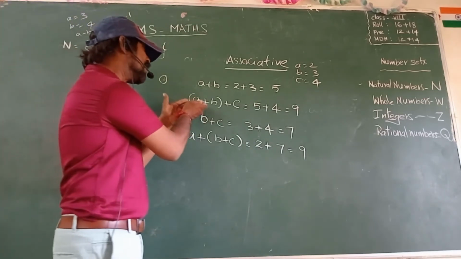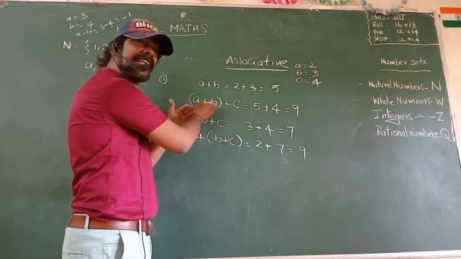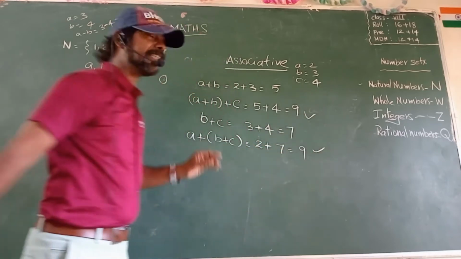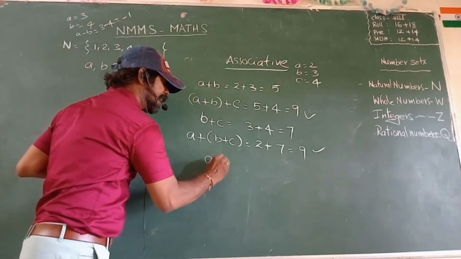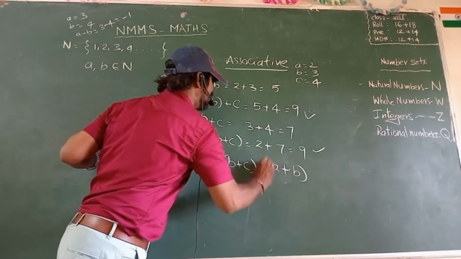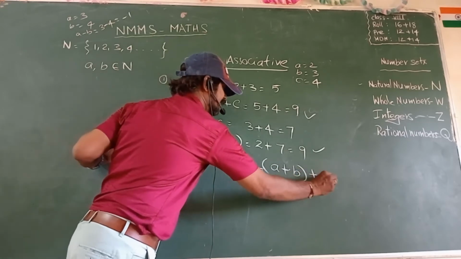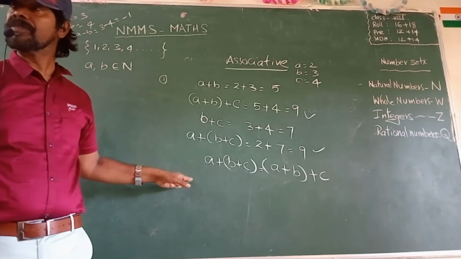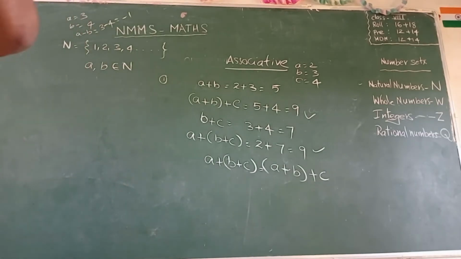Same. If we add C to A plus B or A to B plus C, we are getting the same answer. It means that A plus B plus C is equal to A plus B plus C. This is called the associative property in addition for the set of natural numbers. So the set of natural numbers is associative in addition.